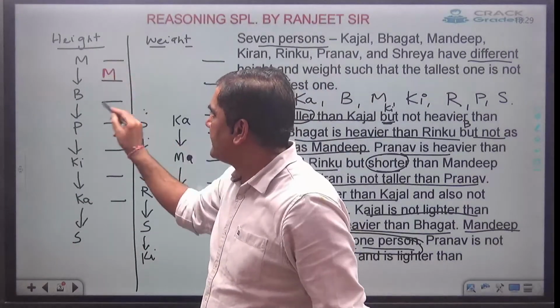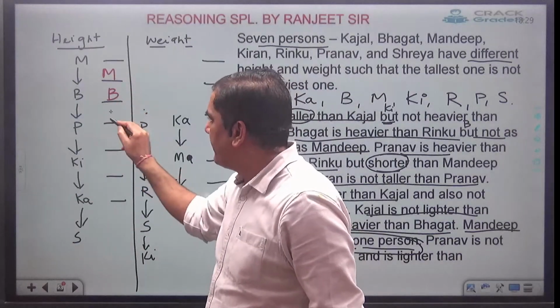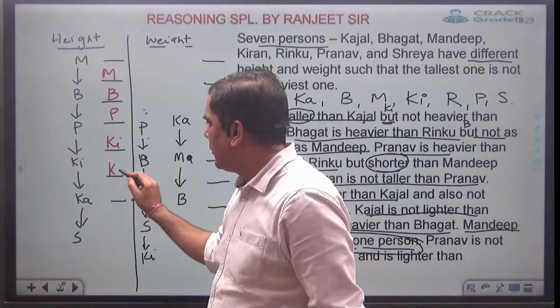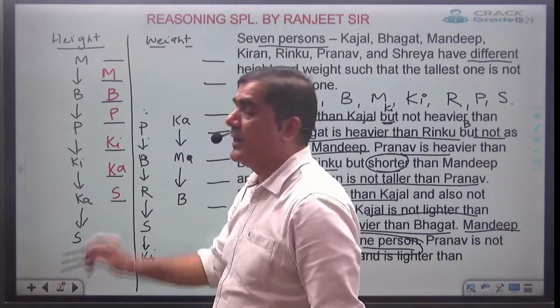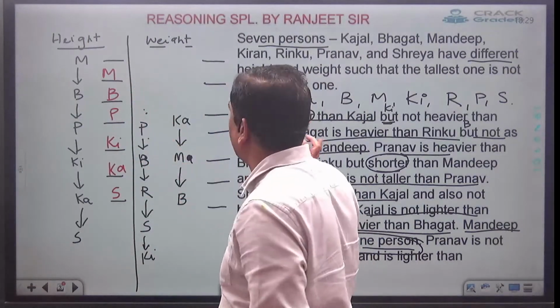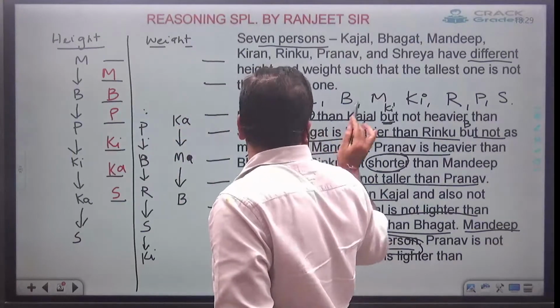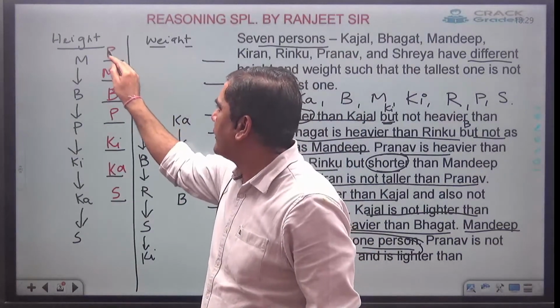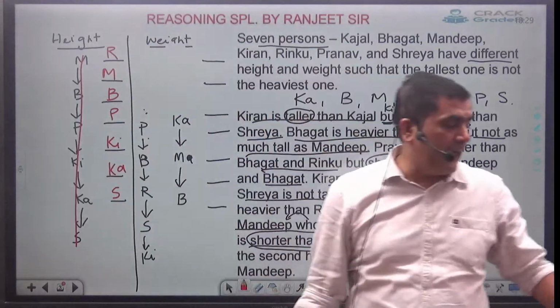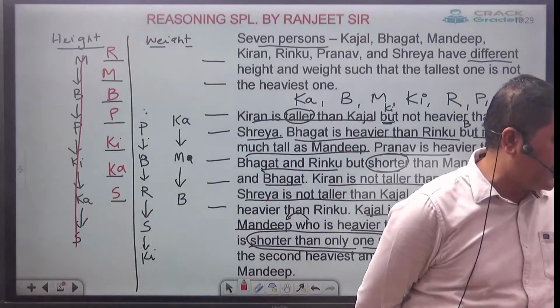So below Mandeep should be Bhagat. Below Bhagat should be Pranav. Below Pranav should be Kiran. Below Kiran should be Kajal. And below Kajal should be Shreya. So this arrangement has been done. The only person left is Rinku. So R should be at the top. So this arrangement is final. The height arrangement is final. Done.